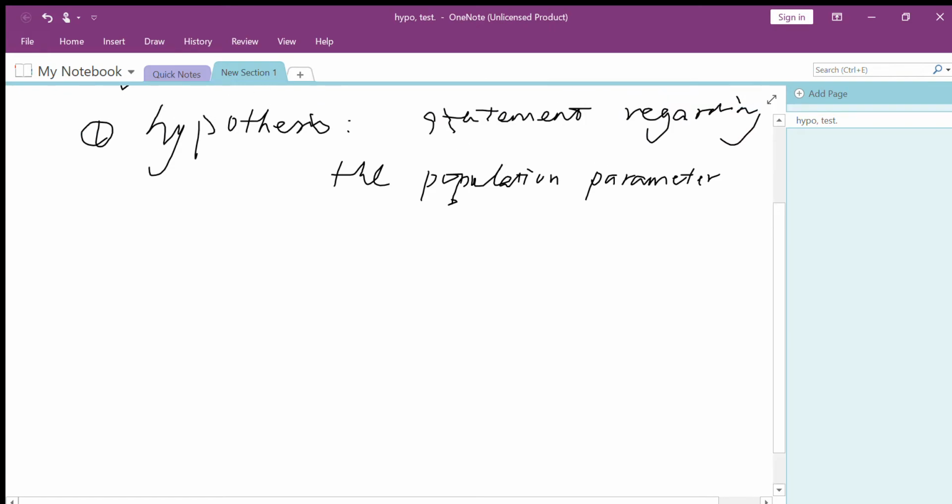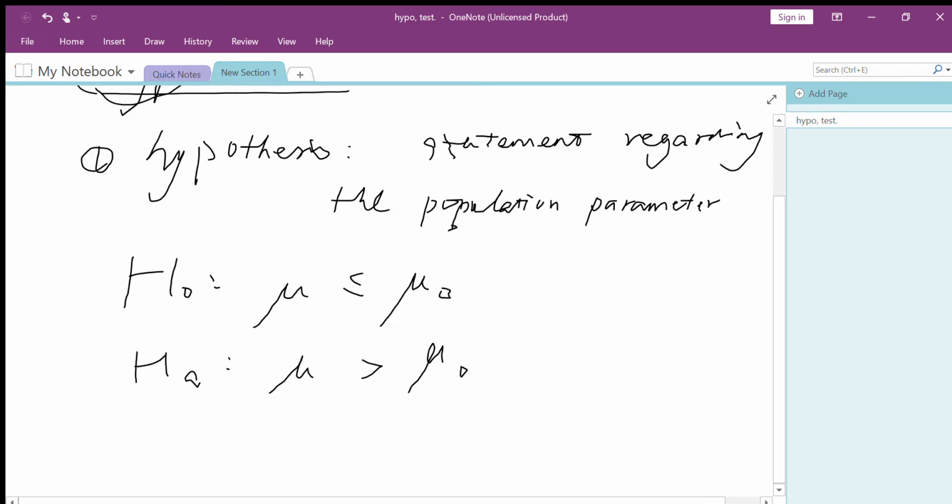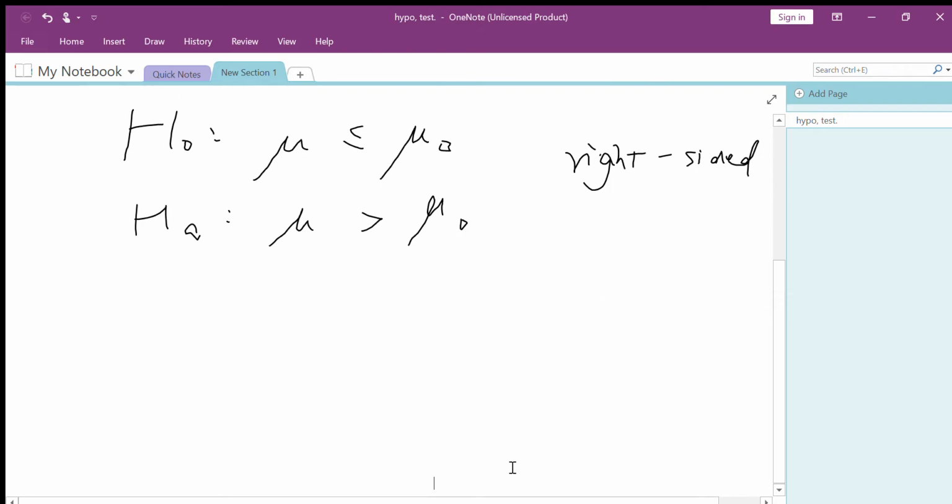So let's see the first type. The first type is we're interested in testing the population mean mu less or equal the true value mu null, mu 0, and the alternative, capital H with subscript A, is mu greater than mu 0. And such hypothesis is called right-sided hypothesis. This is the first type of hypothesis.